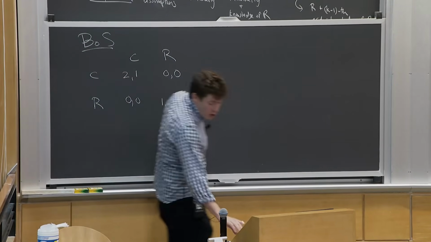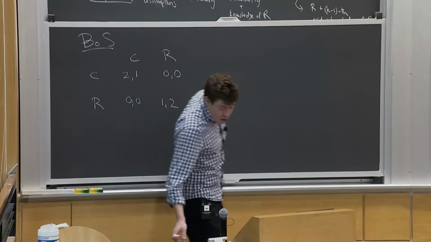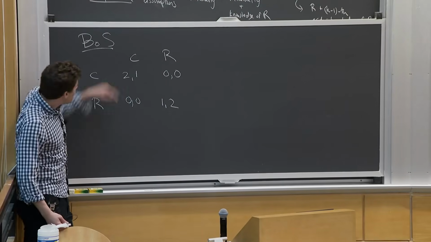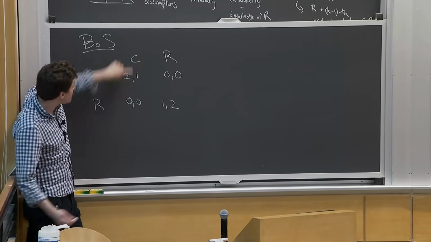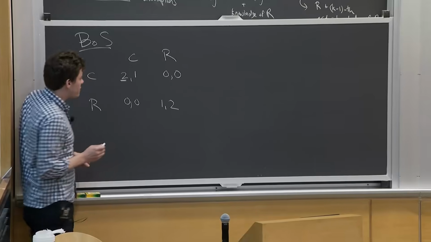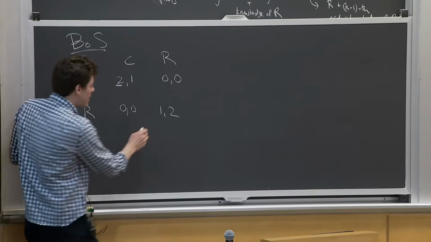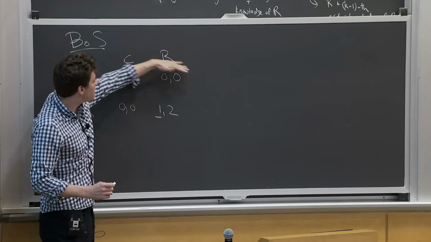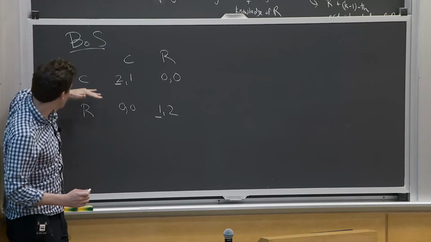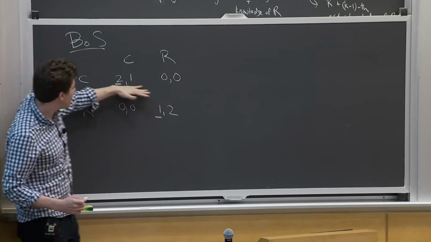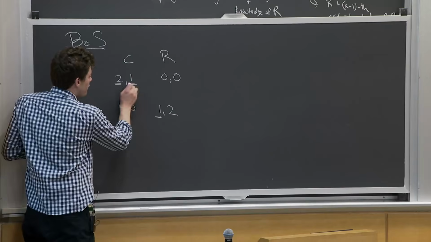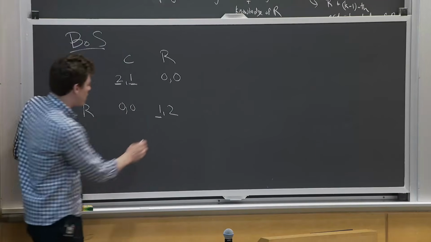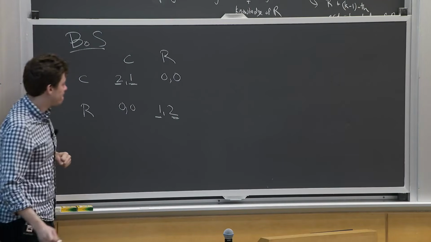So let's go through our procedure for calculating best responses here. If my opponent is going to the Celtics game, I certainly want to go to the Celtics game. And if they're going to the Red Sox game, I want to go to the Red Sox game. And then we can do it the other way. Now put myself in the shoes of player 2. If player 1 plays C, well, I look at my payoffs, I prefer C. If player 1 plays R, I look at my payoffs, I prefer R.